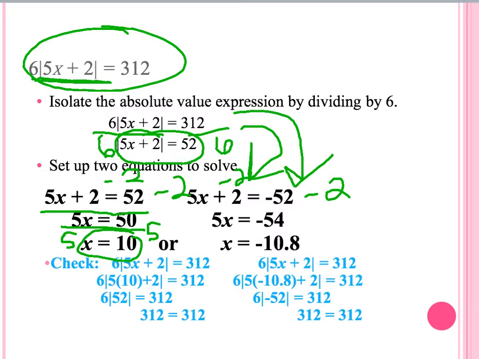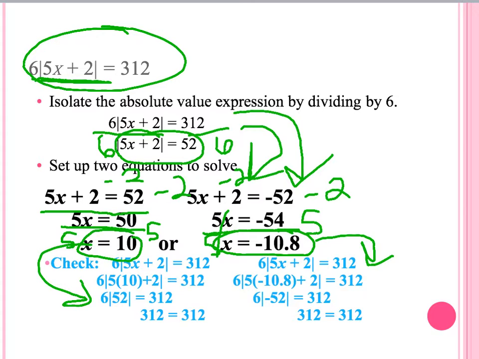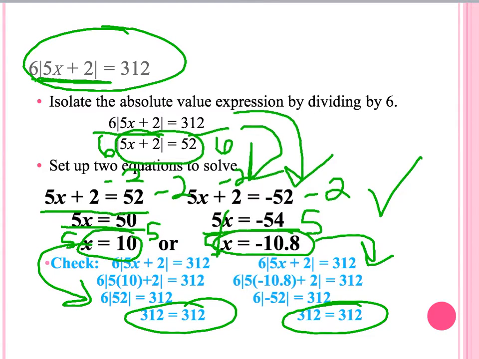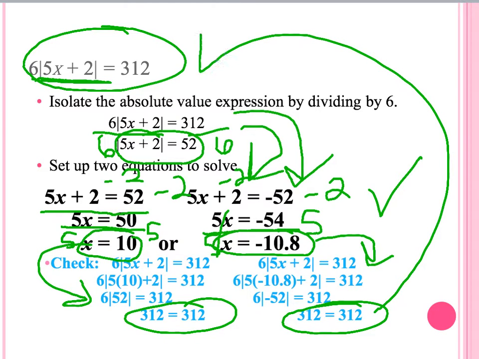On the other side, after we subtract 2, we get 5x equals negative 54. Once we have this, we will divide both sides by 5, leaving us with x equal to negative 54/5. Remember then, our last step is to check our answers and solutions to make sure that they work out in the end. Once we have checked them, we know that the answers work for our absolute value equation.